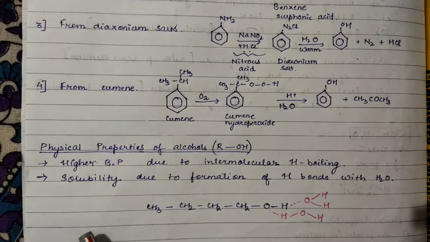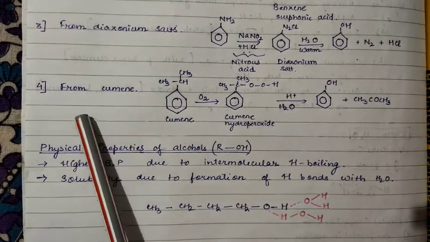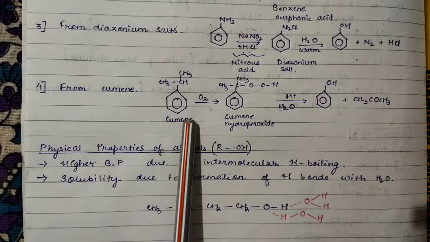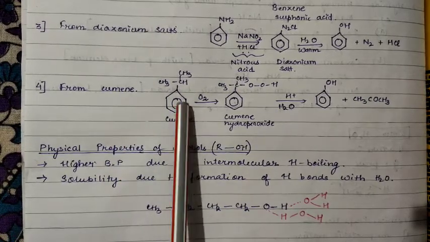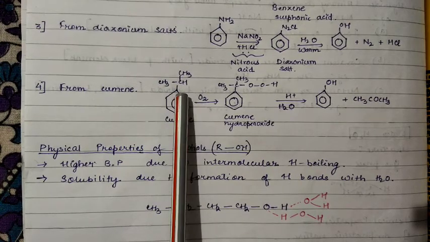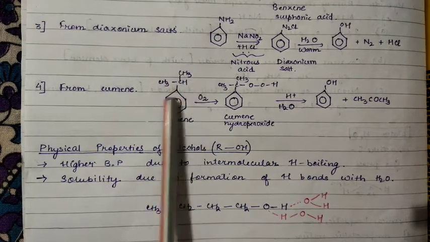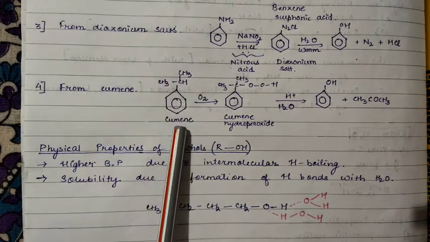So it's better that you study every day. Okay, so next is from cumene. This is the structure of cumene, and as you can see, one hydrogen in the benzene ring is replaced by C3H7. So this is the branching, and this is the structure of cumene.